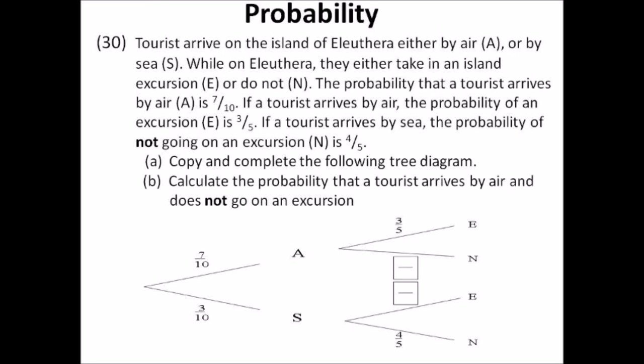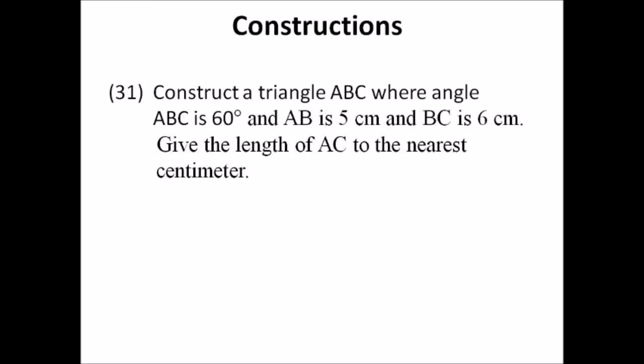Construction, number 31. Construct a triangle ABC where angle ABC is 60 degrees and AB is 5 centimeters, BC is 6 centimeters. Give the length of AC to the nearest centimeter.